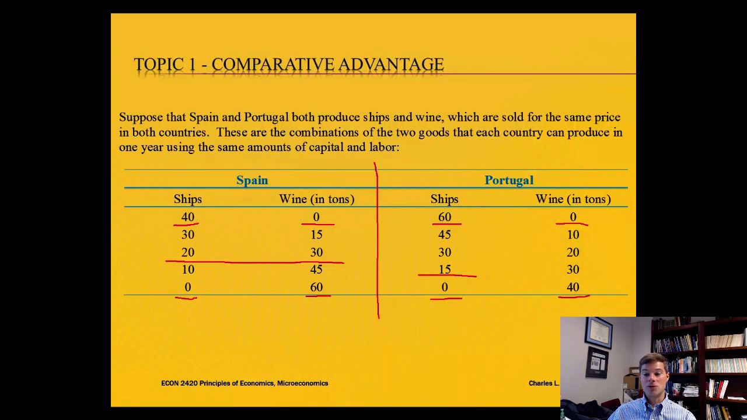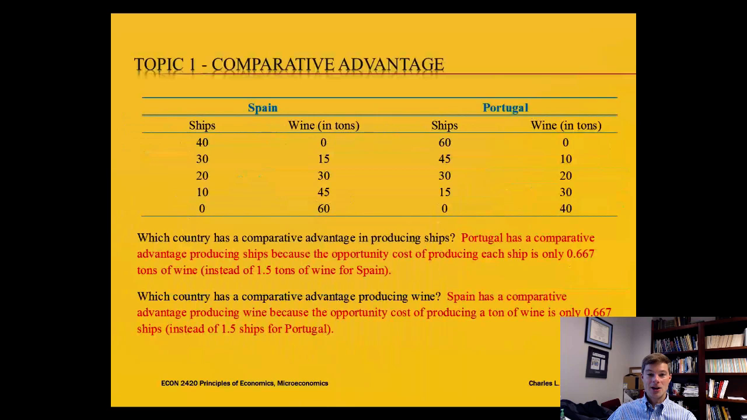Here's how you would interpret this table. Producing 15 ships and 30 tons of wine is also a possibility for Portugal. On this slide, we're looking again at the chart that shows us Spain and Portugal's production possibilities frontier. First, I want to examine which country has a comparative advantage producing ships.